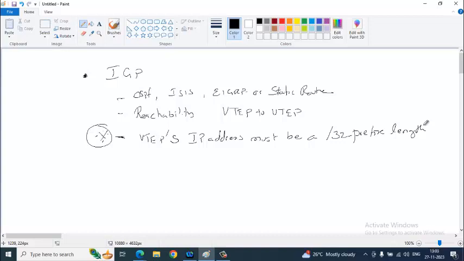OSPF is one protocol. What is the router ID size in OSPF? 32 bit. What is the size of the MPLS router ID? 32 bit. BGP's router ID size? 32 bit. When all these protocols are identified with 32 masks, if the neighbor address is /24, then the last 8 bits won't match with the IDs. As a result, there won't be sync between the data plane and control plane.